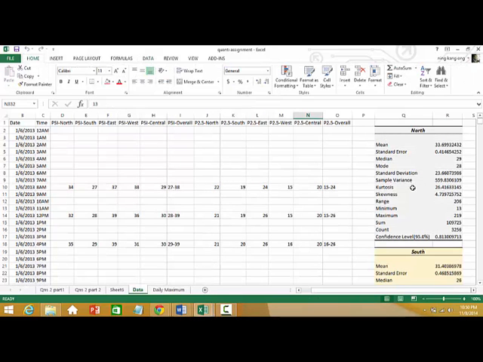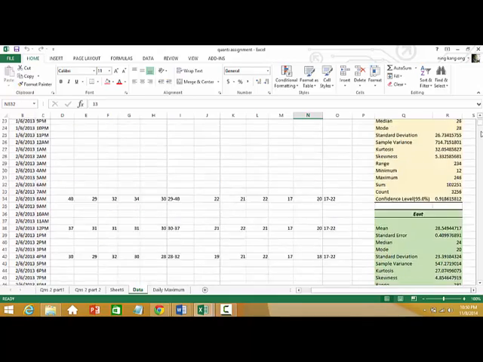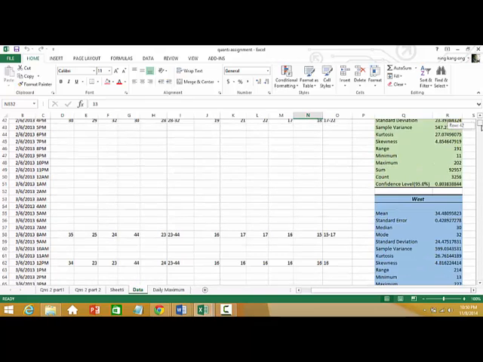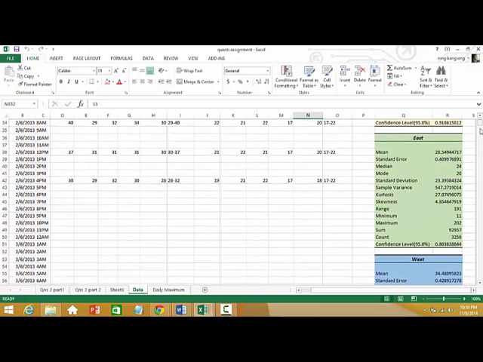So after finding all the other regions, you compare the means. East has the lowest mean, which means the East region has the best air quality, while the West has the highest mean, which means that the region has the worst air quality.